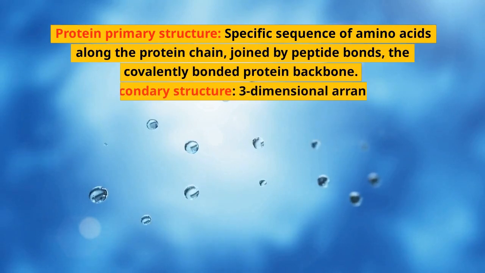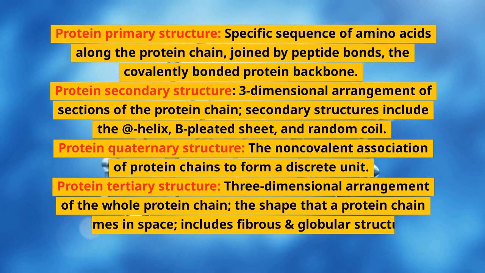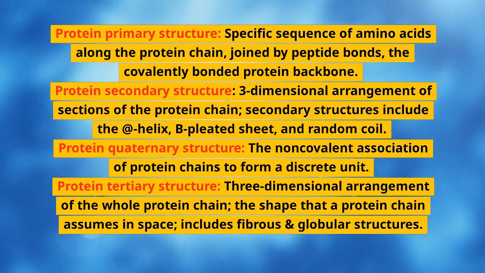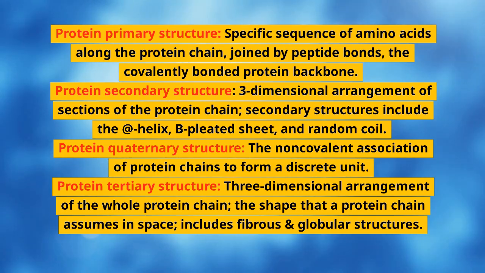Protein primary structure. Specific sequence of amino acids along the protein chain, joined by peptide bonds, the covalently bonded protein backbone. Protein secondary structure. Three-dimensional arrangement of sections of the protein chain. Secondary structures include the alpha helix, beta-pleated sheet, and random coil.